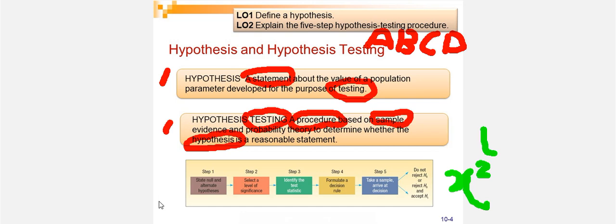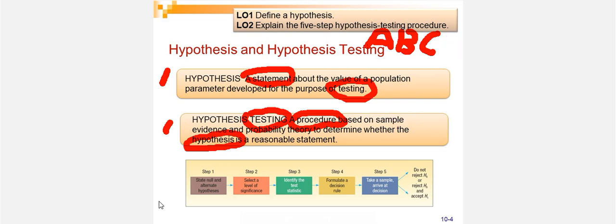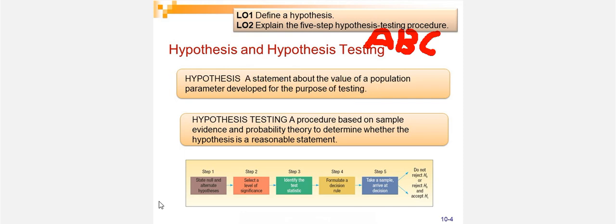Step 1, state null and alternate hypothesis. Step 2, select a level of significance. Step 3, identify the test statistic. Step 4, formulate a decision rule. Step 5, take a sample, arrive at a decision. Okay, thank you. So we had the 5 steps. And the last one, Nani? Do not reject H0 or reject H0 and accept H1. Accept apa dia? H1. Okay, thank you.